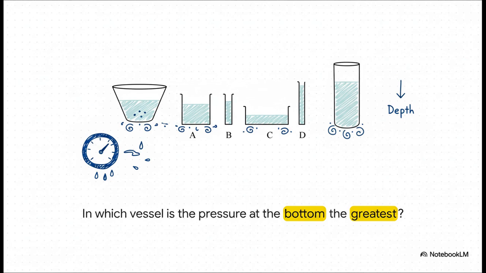All right, have a look at these 4 containers. You can see they've all got different shapes, right? And they're filled with water to different levels. Now here's the question for you. In which one of these vessels is the pressure at the very bottom going to be the highest?